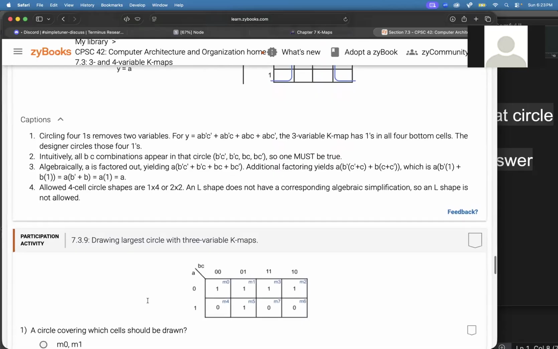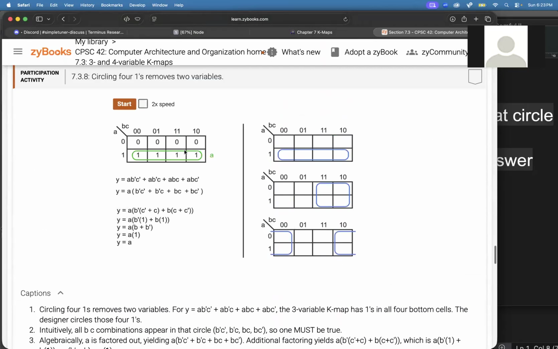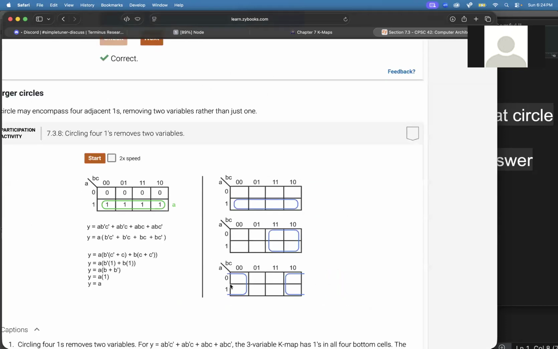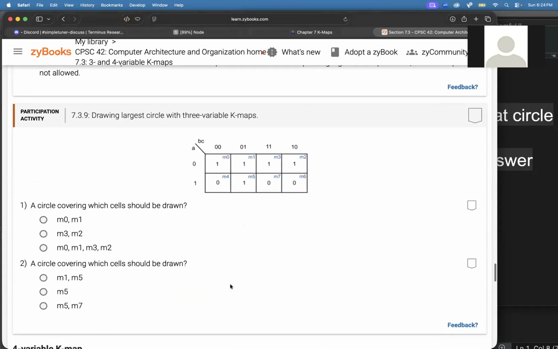Let's keep going. This is just more circles. You can circle 4 things at once. So you could either have an entire row of all ones like this. You could also have 4 things circled together in a group like this. And because you can wrap around, you can even have these 2 things circled with these 2 things in one bigger circle.